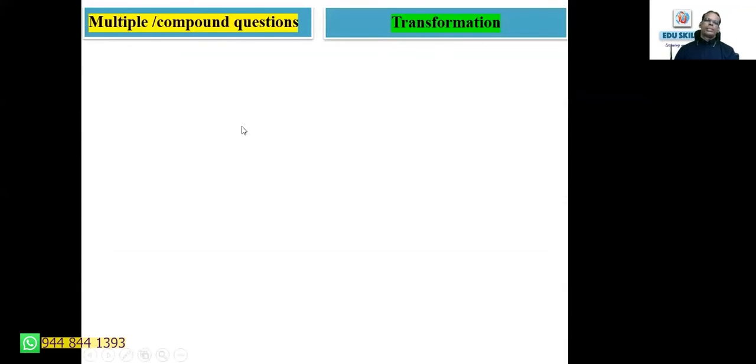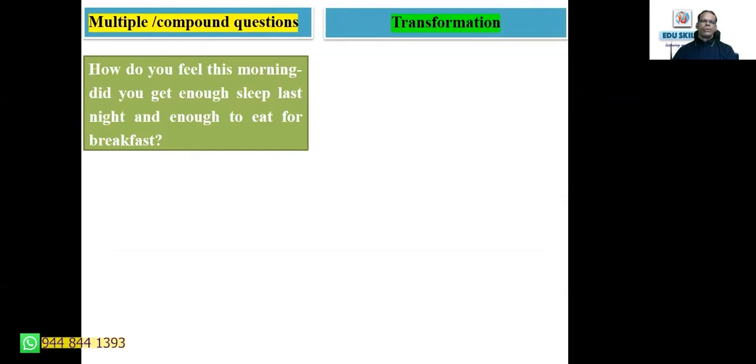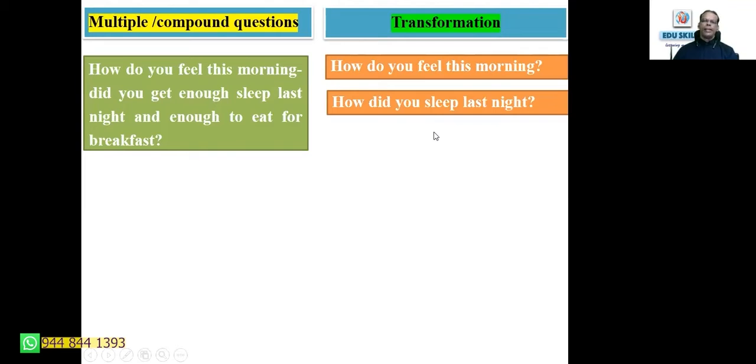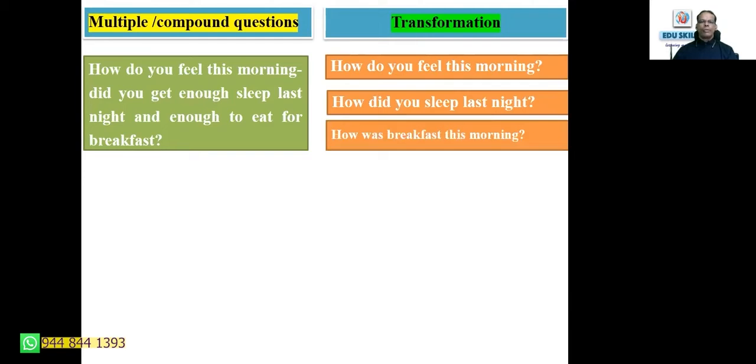Now, how can you transform these compound questions into open-ended questions? So, how do you feel this morning? Did you get enough sleep last night and enough to eat for breakfast? You can just transform them into simple questions like, how do you feel this morning? The first part of the question. Then let the patient answer. After the response, again you ask, how did you sleep last night? Second part of this compound question. And then, how was breakfast this morning? The third part. That can be transformed into 3 simple questions.